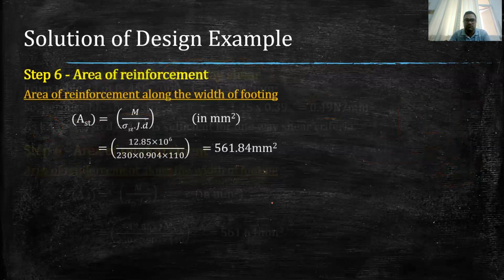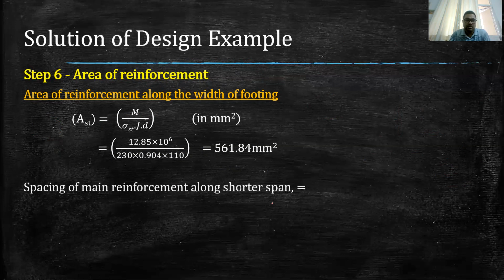Basically this area of steel is to be divided into a number of bars or into spacing. Here we are supposed to find out spacing, because the length of the wall can be any value. Right now we are designing for unit length, so we will find out the spacing of main reinforcement along the width of the footing. The formula is area of cross section of 1 bar into 1000, because we are supposed to calculate for 1000 mm unit length, and in the denominator we have the AST value, which we have just calculated.